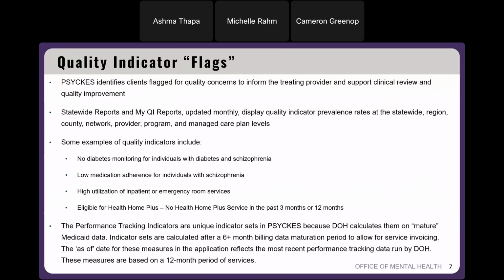So these are unique indicator sets in Psyches because DOH calculates them on what we call mature Medicaid data. They're calculated after a 6-month billing data maturation period to allow for service invoicing. So the as of date you see in the application reflects the most recent performance tracking run by DOH. So for example, right now in June, the performance tracking indicators are as of December 1st, 2025. And those measures are based on a 12-month period of services.